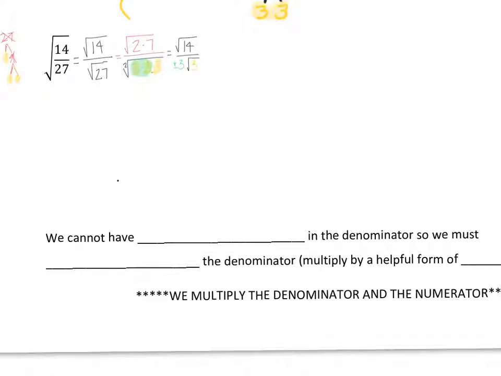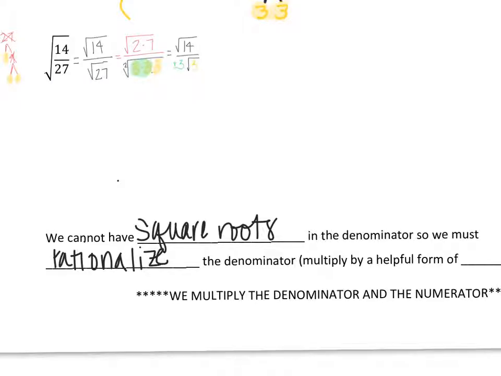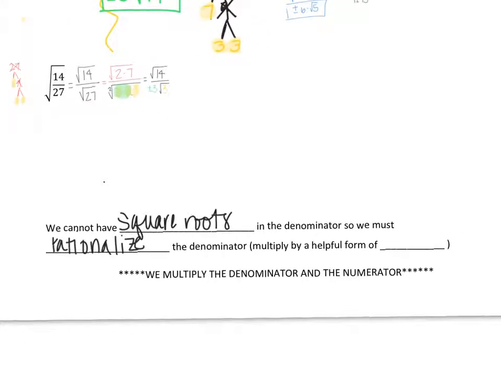We cannot, under any circumstances, have square roots in the denominator of our problem. We are not allowed to have square roots in the denominator of our problem. So with this particular problem, we have an issue because I have a square root of 3 in the denominator. So what we do is we do what is called rationalizing. So we're going to rationalize the denominator. And I know you're like, what does that word mean? Give me just a second. And the way that I rationalize is I multiply by what's called a helpful form of 1. That is what rationalize, the true definition of rationalize means, is to multiply by a helpful form of 1.